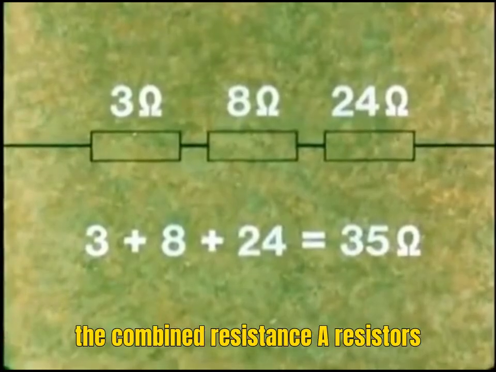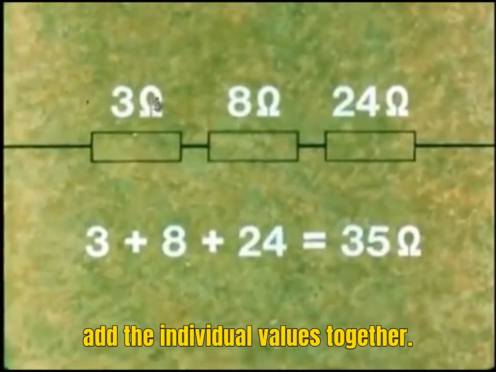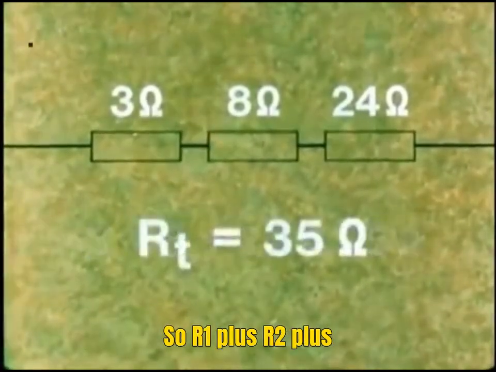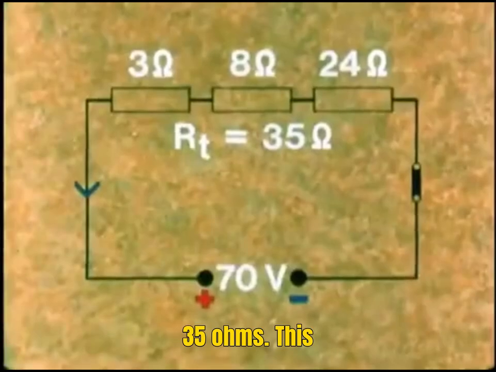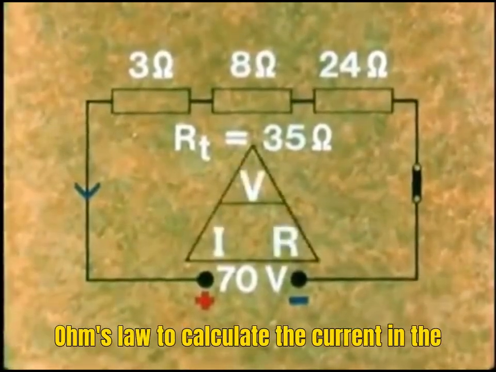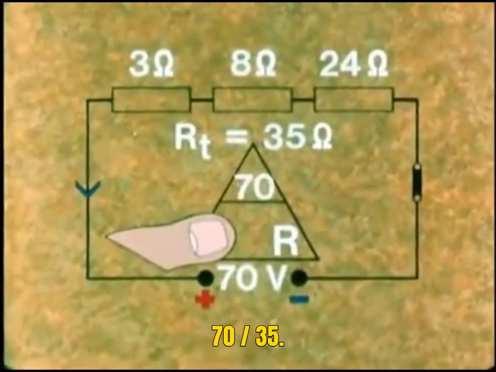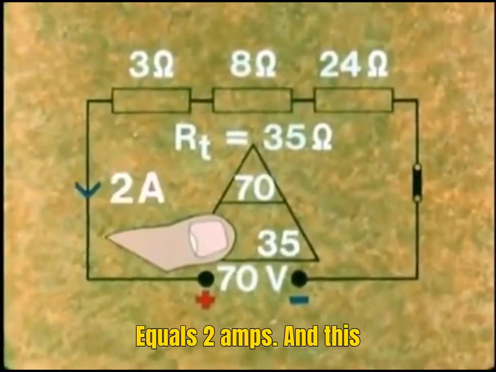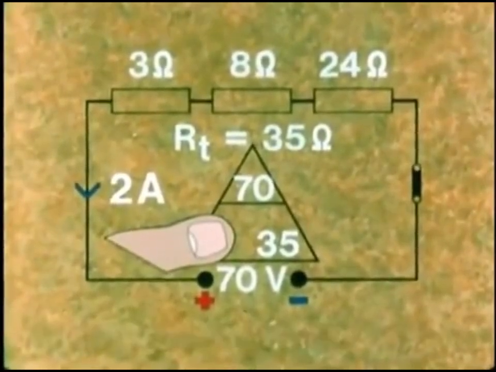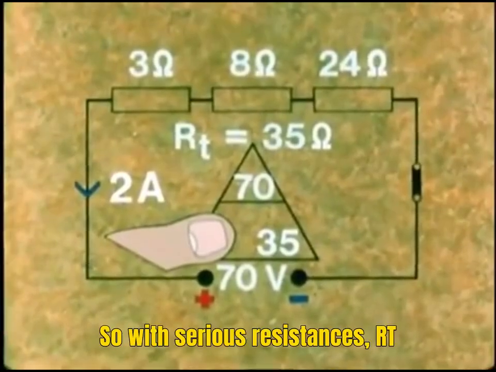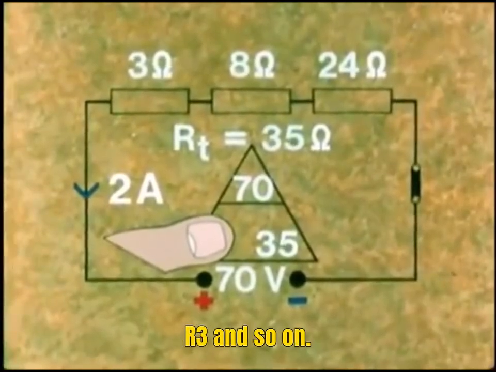To get the combined resistance of resistors connected in series, you simply add the individual values together. So, R1 plus R2 plus R3 equals RT equals 35 ohms. This combined resistance can now be used with Ohm's law to calculate the current in the circuit. 70 divided by 35 equals 2 amps. And this same current of 2 amps flows through each of the resistances. So with series resistances, RT equals R1 plus R2 plus R3 and so on.